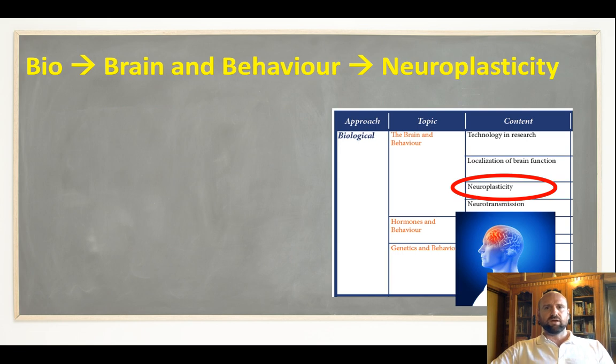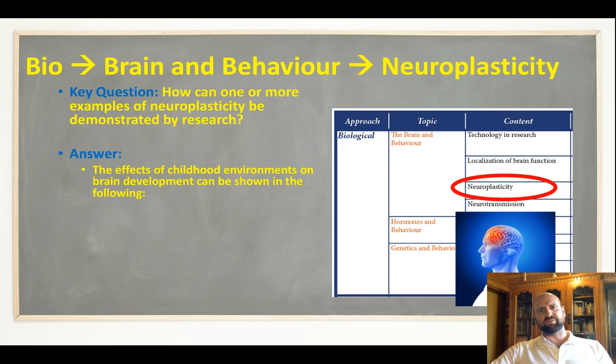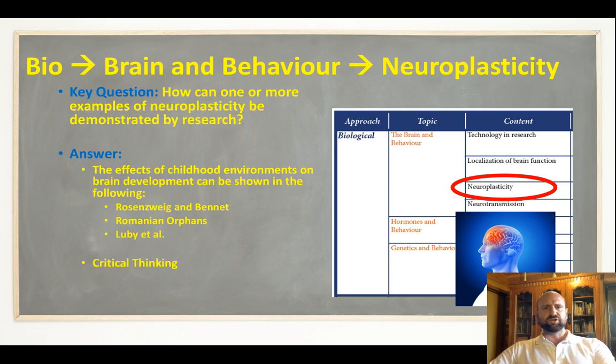Neuroplasticity. I think a good one here is looking at deprivation and childhood deprivation on the brain. And if you like teaching developmental psychology, and this topic is one, as a dad of a toddler, this fascinates me. Rosenzweig and Bennett, the rat study, the remaining orphans, and Luby et al. I think these are three really good pieces of research to look at in terms of how our environment as a child can affect our brain. I think Luby et al.'s perhaps can offer the most explanation and detail in that.